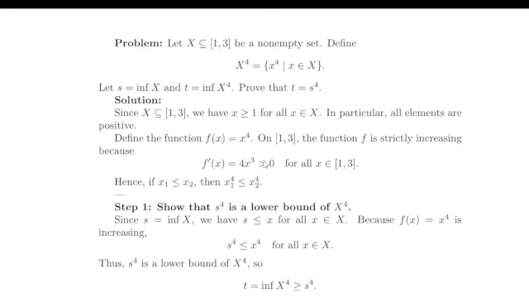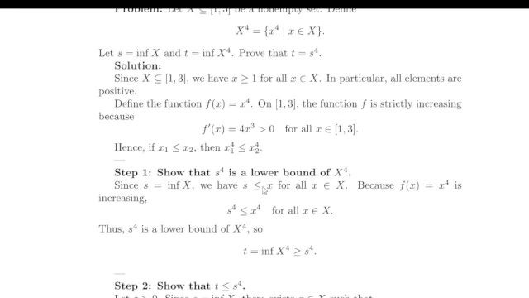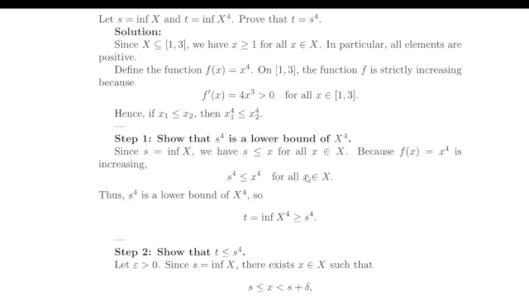And so because it's increasing, if we look at x1 less than or equal to x2, then x1 to the fourth is less than or equal to x2 to the fourth. So now to show that s to the fourth is a lower bound of x to the fourth, since s is equal to the inf of X, that means s has to be less than or equal to every element inside X. And because f of x is equal to x to the fourth, that means s to the fourth is less than or equal to x to the fourth for all x in the interval. And that's true because we said that f is strictly increasing. And thus s to the fourth is a lower bound of x to the fourth.